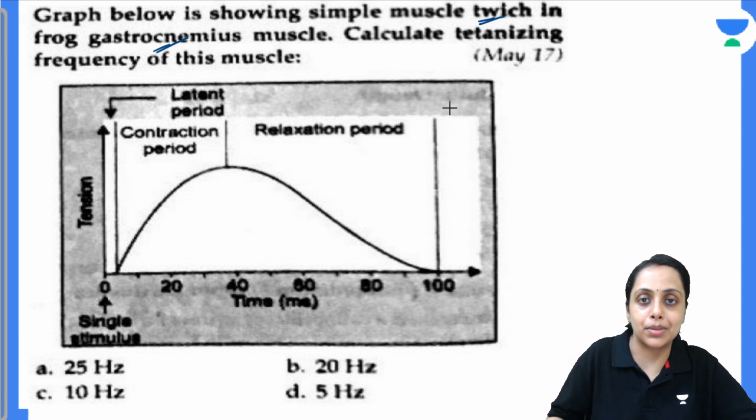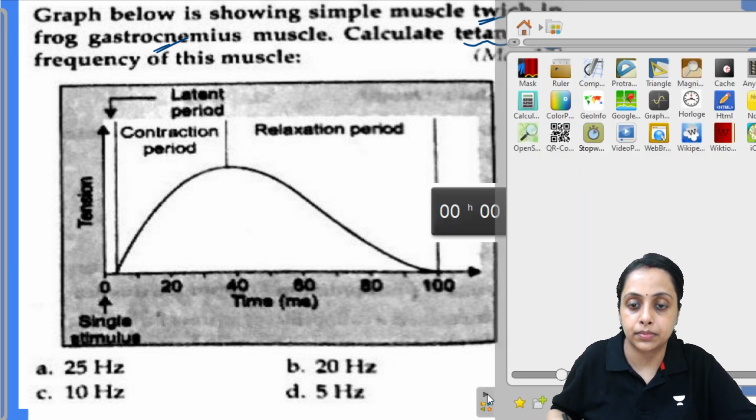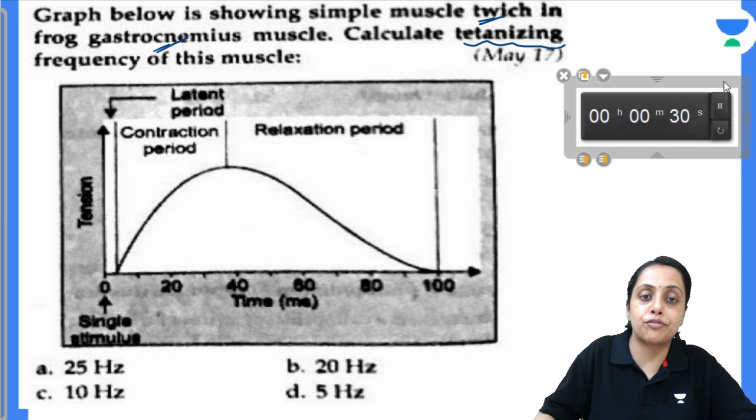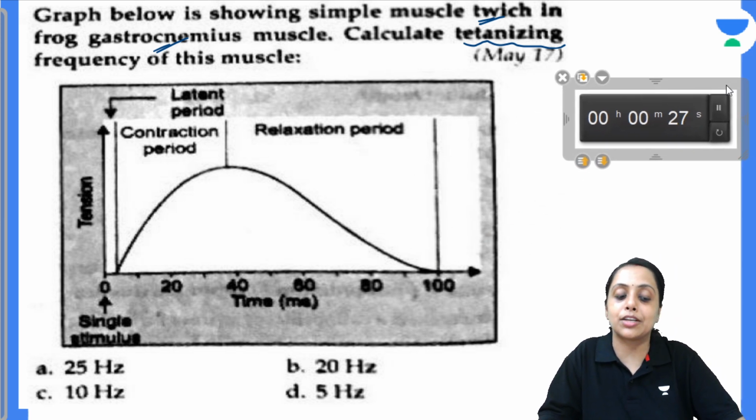Coming to the next one. The graph below is showing a simple muscle twitch of a frog gastrocnemius muscle. We have to calculate the tetanizing frequency. Everybody answer this question. Anybody, what is the formula for calculating tetanizing frequency? Anyone?